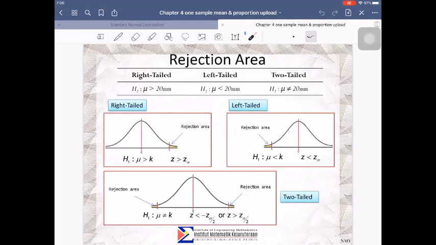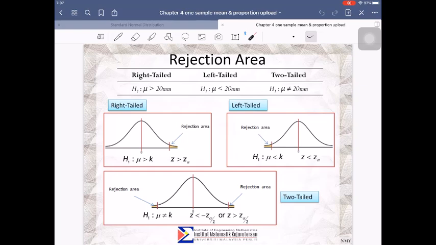In hypothesis testing, we're going to have a rejection area. Our rejection area is based on what we have in our H1. Let's say the first one, H1: mu greater than 20 millimeters. As you can see, the sign here is pointed to the right. So we're going to have a right tail test. For a right tail test, you're going to have this area.